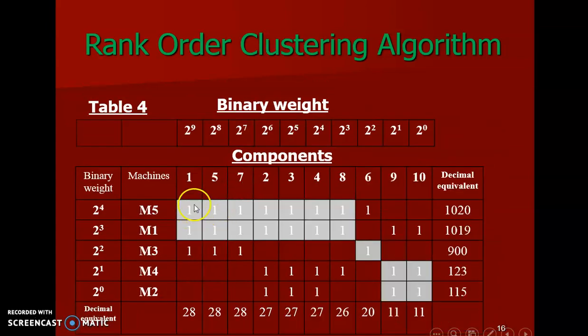Once we give the binary row weights and column weights, the machine cells are rearranged and form a machine cell. So this is one kind of method for machine component analysis. This method is used for the purpose of arranging the machine components in a manufacturing cell.